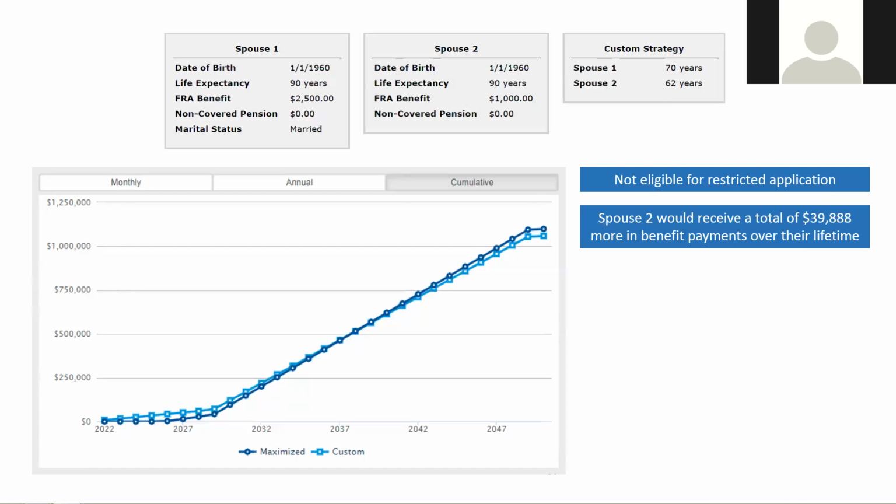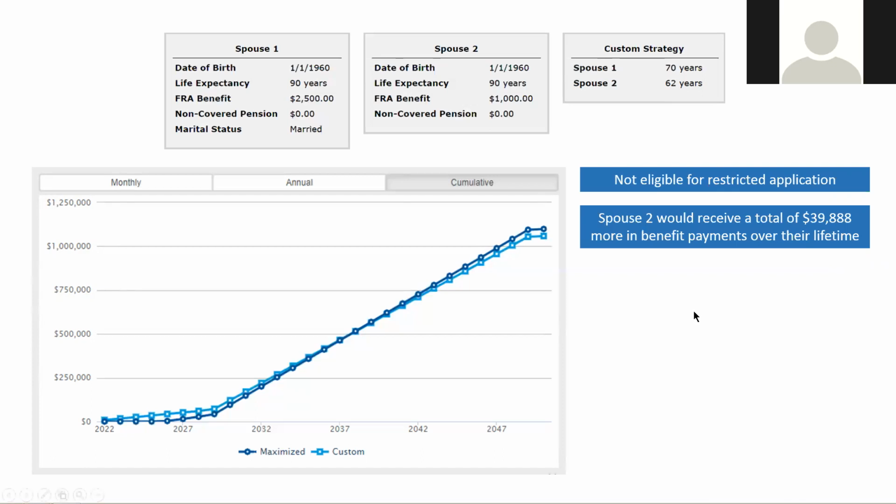Spouse 2 also qualifies, but for a lower amount. Spouse 2's benefit is projected to be $1,000 a month. All right, so first, they are not eligible for restricted application. They didn't meet the age requirement. They're not grandfathered in. Simple. That's out of the equation.